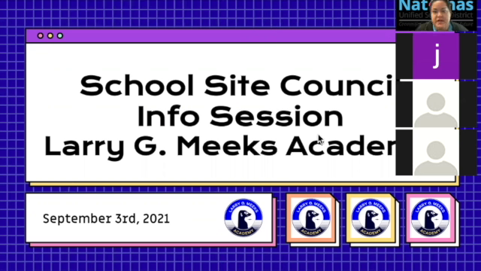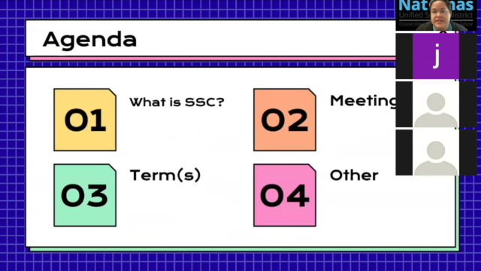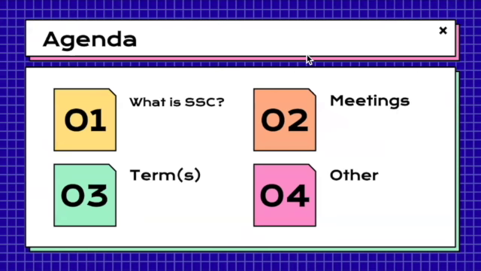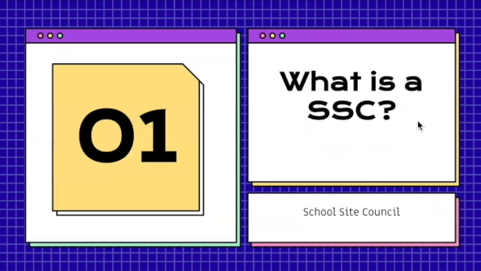So as a basic understanding of what is a school site council, we'll start this presentation by talking about that. Then we'll go over what our meetings will look like and how often and where and all that good stuff. We'll talk about the concept of terms, like how long is a commitment, and then we'll talk about some general other things. So what is a school site council, right?